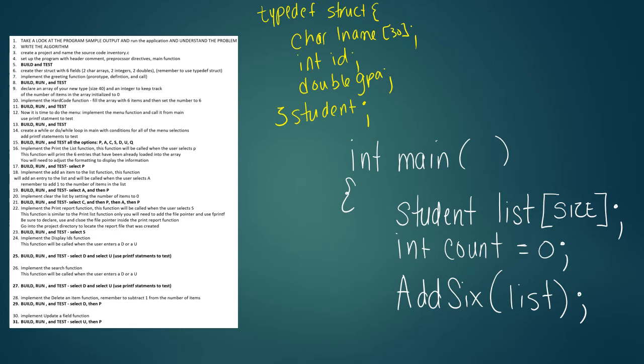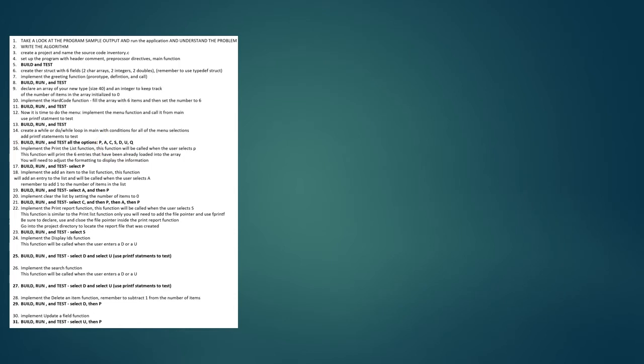But what you need to do is, as you are doing these different options, you need to remember to build, run, and test, build, run, and test. And also be sure to add printf statements all over the place so you can follow what's happening. All right, in the next slide, I'm going to do the add 6 function.